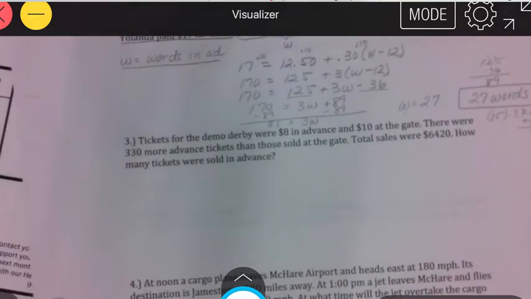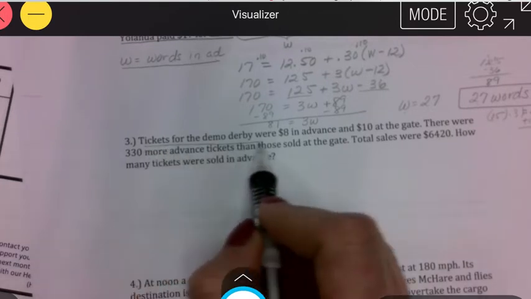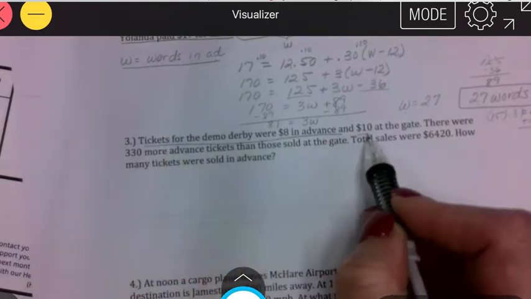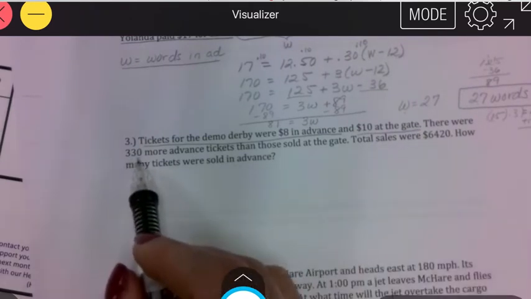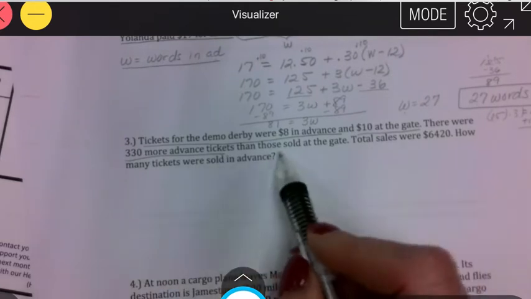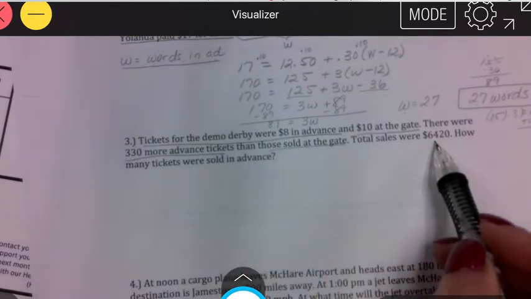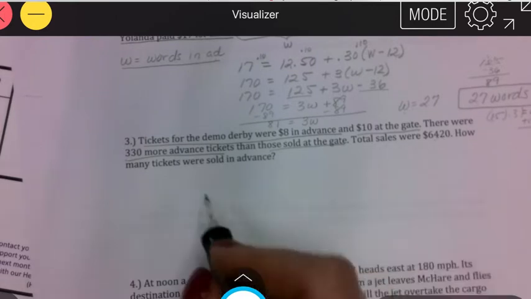Going down to problem 3. It says tickets for the demo derby were $8 in advance and $10 at the gate. There are 330 more advance tickets than those sold at the gate. Total sales are $6,420. How many tickets were sold in advance?